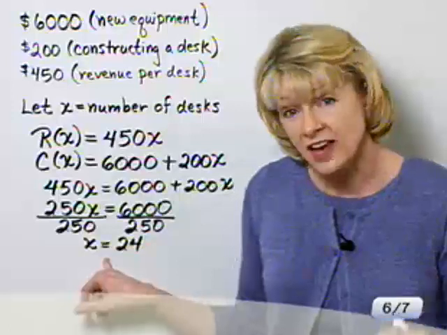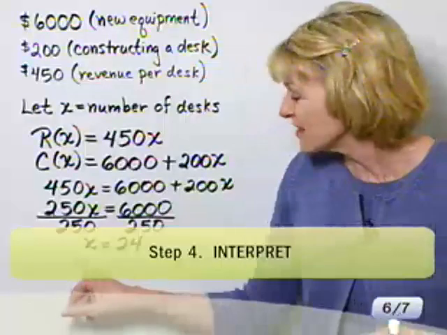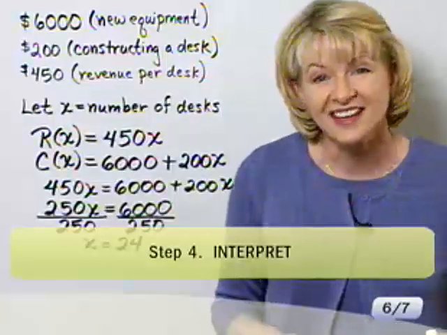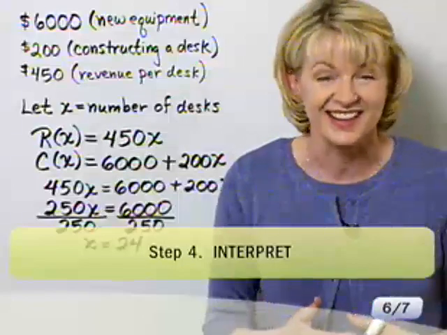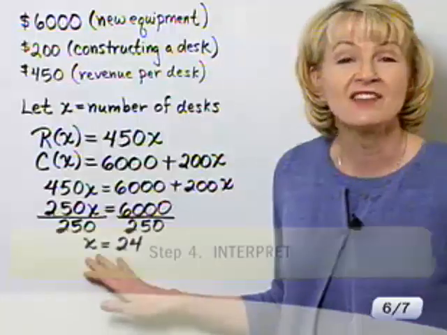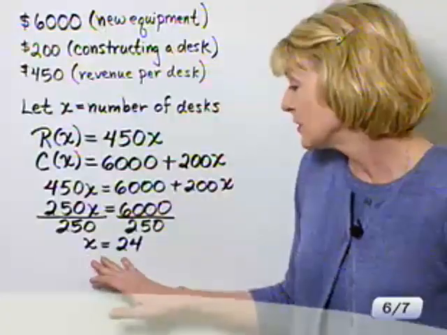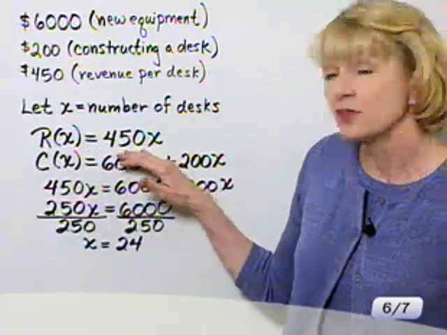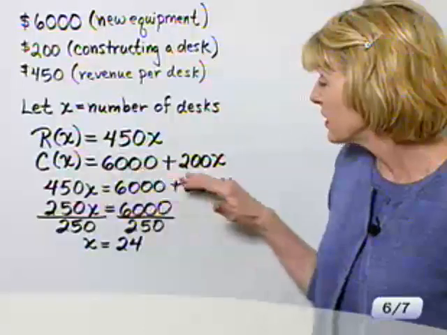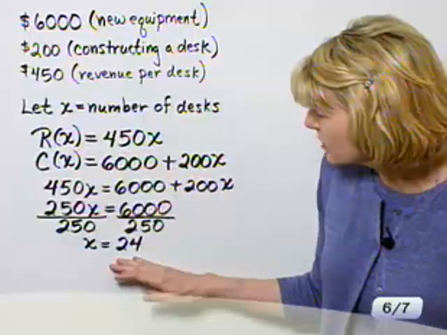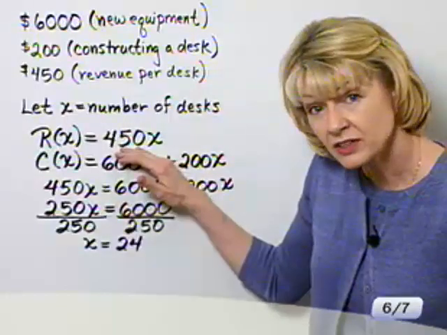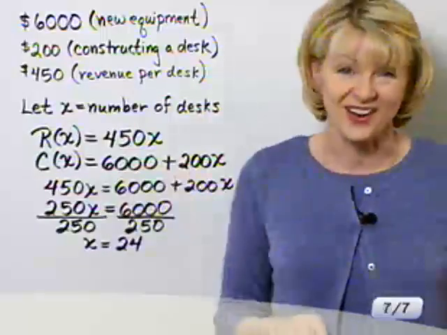Now, what does that mean? That means the company will break even at 24 computer desks. So there is the break-even point for the company. If you'd like, you can certainly figure out the revenue and certainly figure out the cost. I'll let you do that if you want to check. But at 24 desks, the revenue should equal the cost.